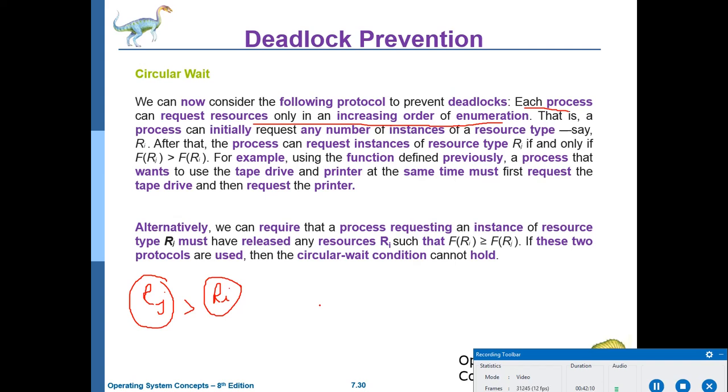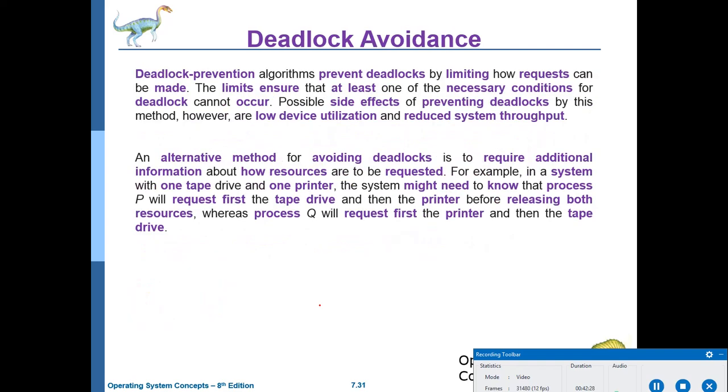So alternatively, we can require that a process requesting an instance must have released the resource Ri, which has a lower enumeration value as compared to Rj, and if these two protocols are used, then the circular wait condition cannot hold. So this is how we can deny the circular wait condition.